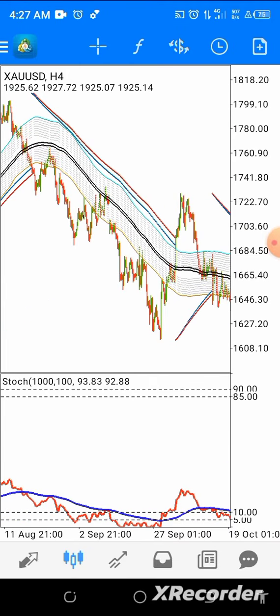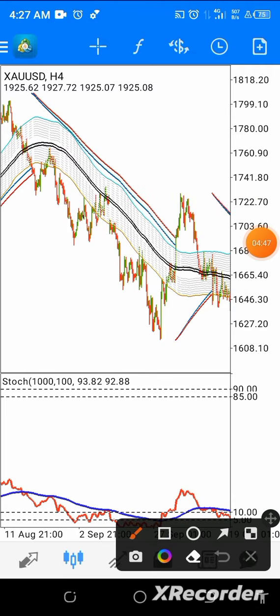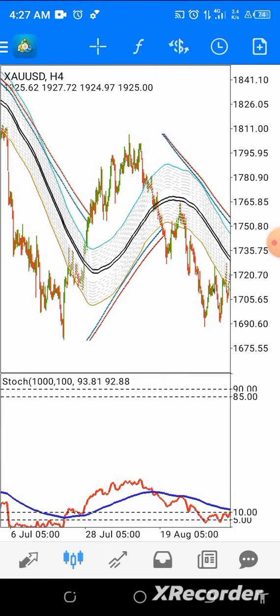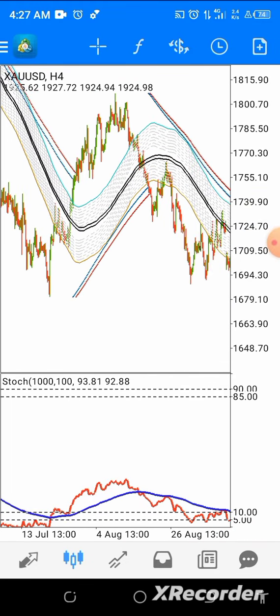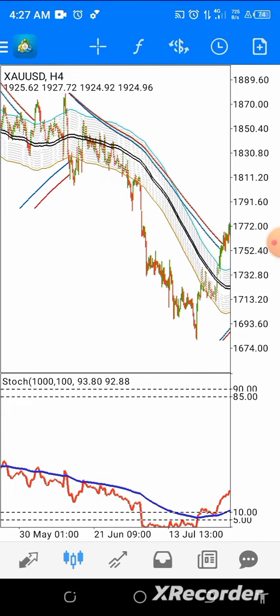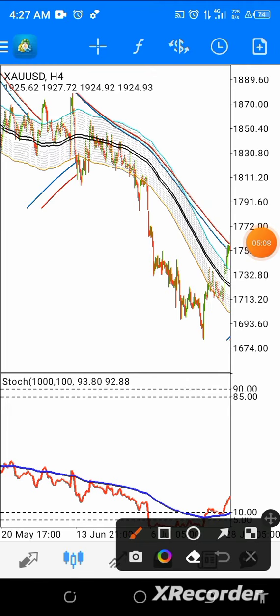Let me show you another one here. This one is a very short buy here. The parabolic changes direction outside the envelope. Kindly note it: if your parabolic did not change direction outside the envelope, definitely the entry is invalid. Let me show you another one. This is another one here. The parabolic changes direction outside the envelope.